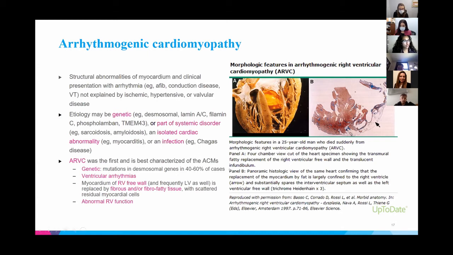And so this shows an autopsy of a 25-year-old man who died of ARVC. And so this is the heart specimen, and you can see the histology where the myocardium is essentially replaced by fat cells, and it's primarily in the RV.